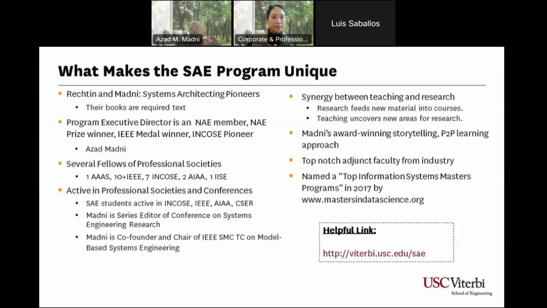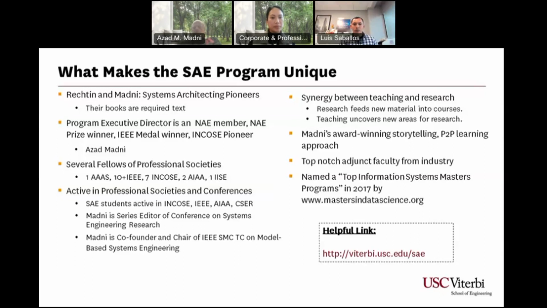Now, the thing that's unique and different about this program is that we also conduct a lot of research. I have a fairly extensive research portfolio in systems engineering that dates back several years. And so I try to establish for our program, and with all the other instructors, synergy between teaching and research.